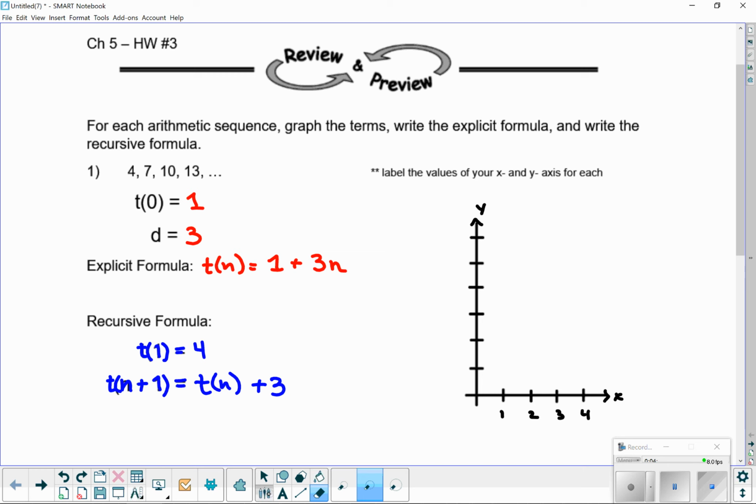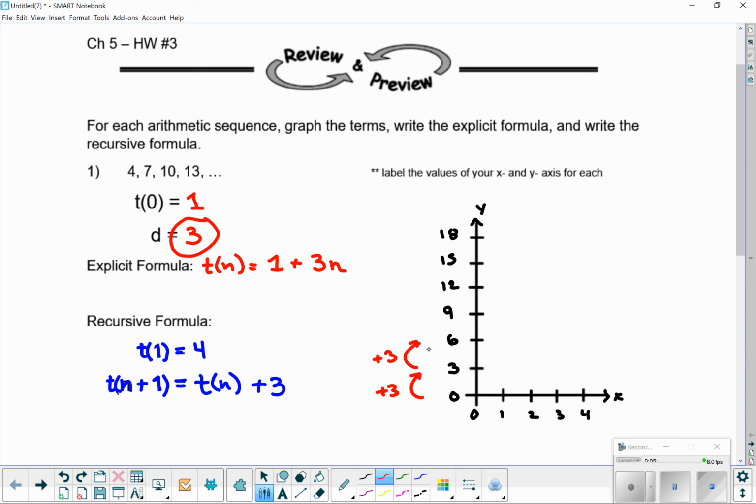So what I usually do is use my common difference to help me gauge how much each tick mark along the y should be. If that's 3, then from 0 I would go to 3, 6, 9, 12, 15, 18. So I would be going up by 3 because those are going up by 3. That's what I use to help me gauge how much I should be graphing, because it helps me fit everything onto my graph.